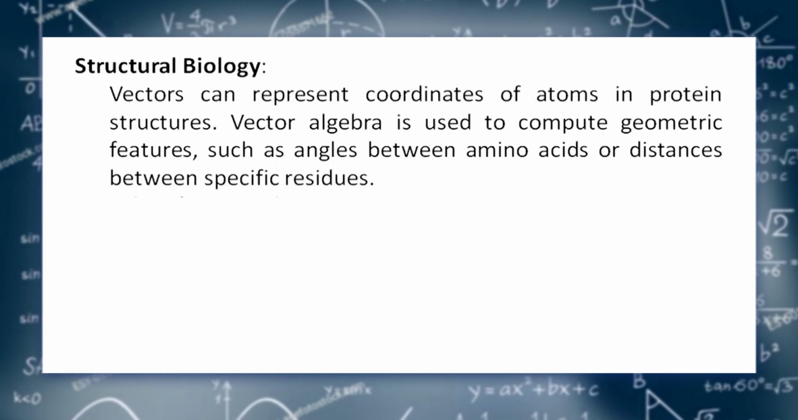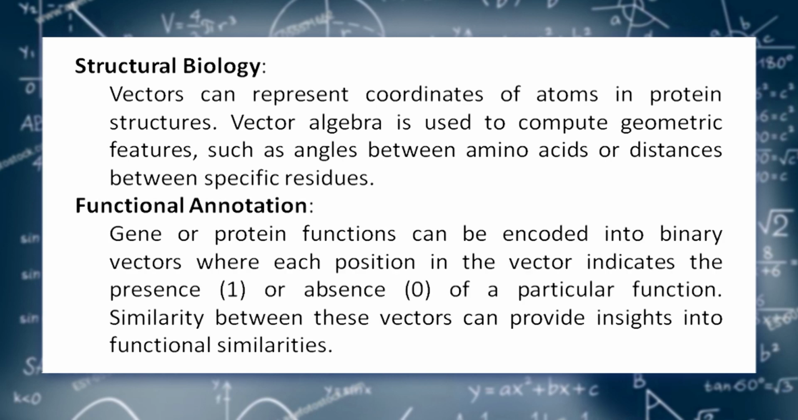In structural biology, vectors can represent coordinates of atoms in protein structures. Vector algebra is used to compute geometric features such as angles between amino acids or distances between specific residues. Functional annotations: gene or protein function can be encoded into binary vectors where each position in the vector indicates the presence or absence of a particular function. Similarity between these vectors can provide insights into functional similarities.